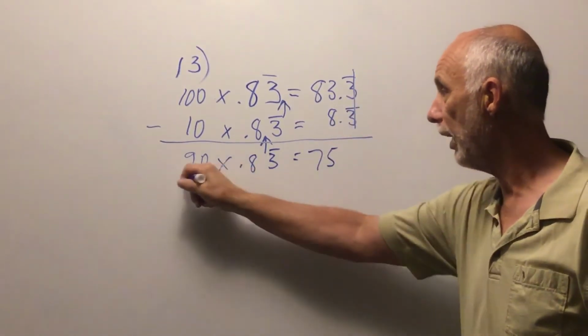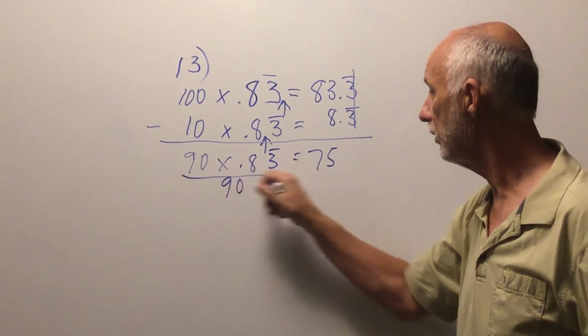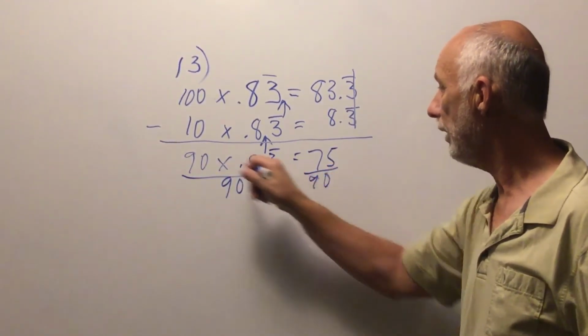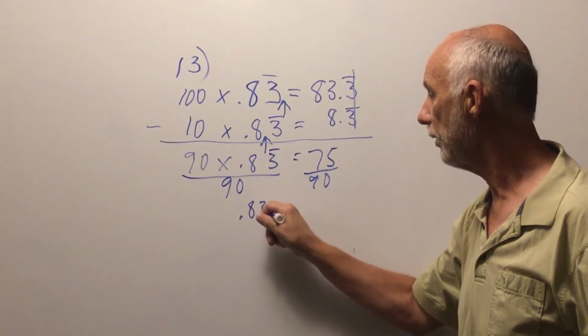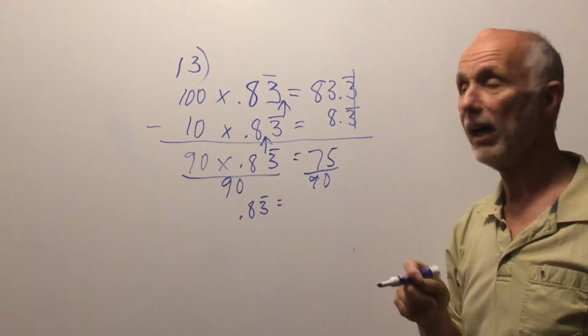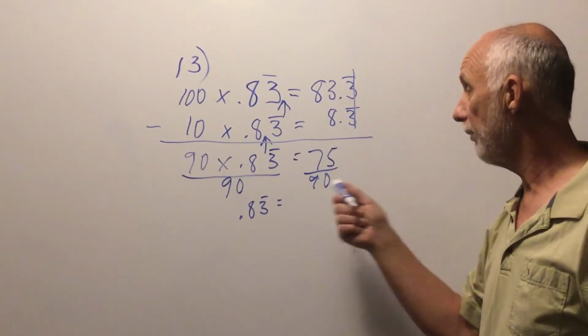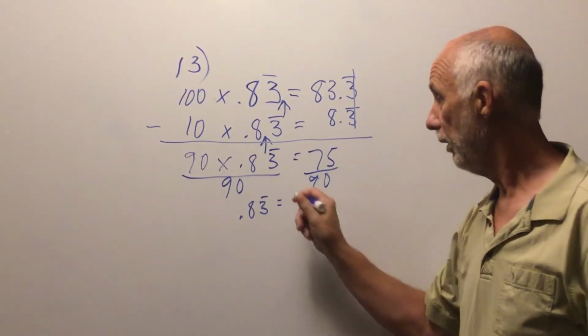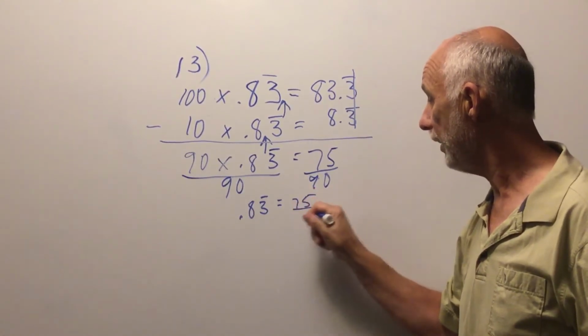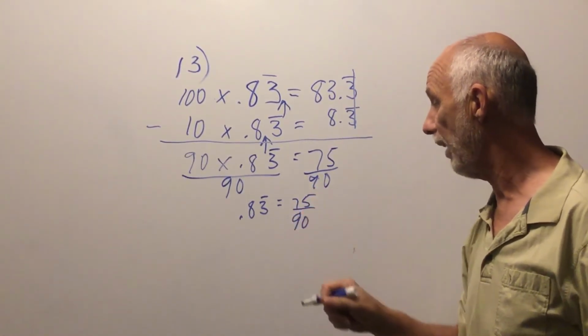Now to solve this, you got to divide by 90 on both sides. That will leave you on this side with 0.83 with the 3 repeating, which is what I wanted to find, and it'll leave me with the fraction 75/90ths. But 75/90ths is wrong. You say, but it's a fraction. It is. It's wrong because it's not simplified.